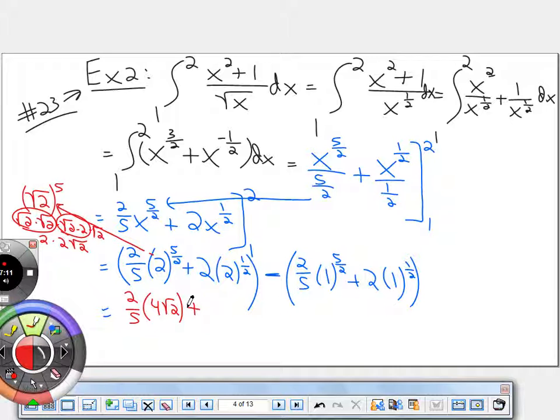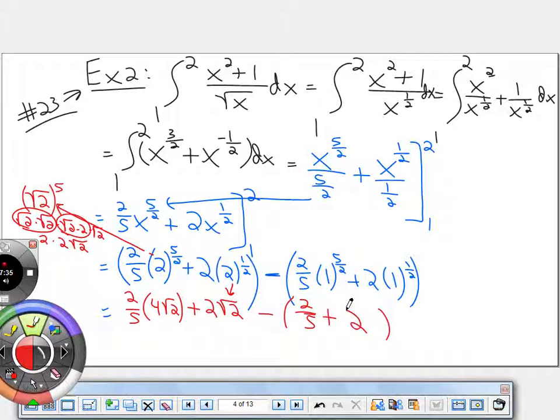Now this 2 raised to the 1/2 is actually just the square root of 2. So I got 2 square root of 2 now. Again, that's just square root of 2. And then minus, and it's minus that whole quantity. So I'm just going to go ahead and keep those parentheses. So that's 2/5, and then plus, and then that doesn't do anything, so that's just a 2.